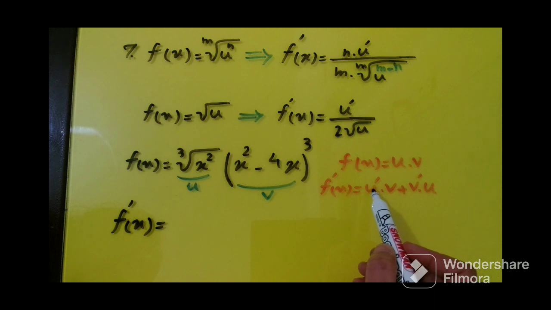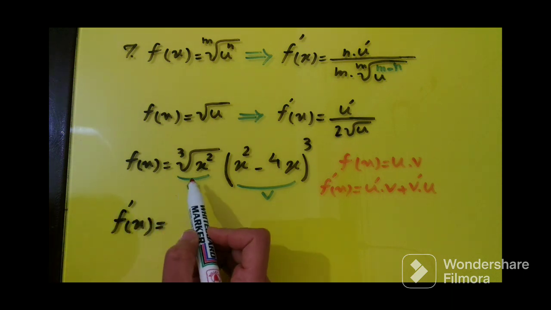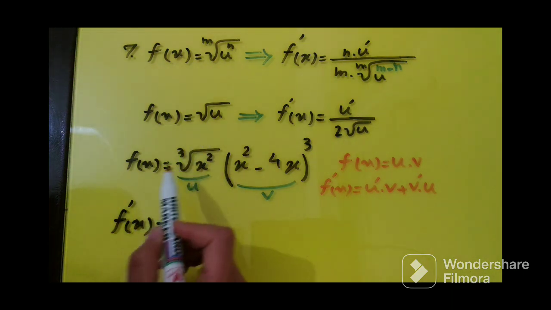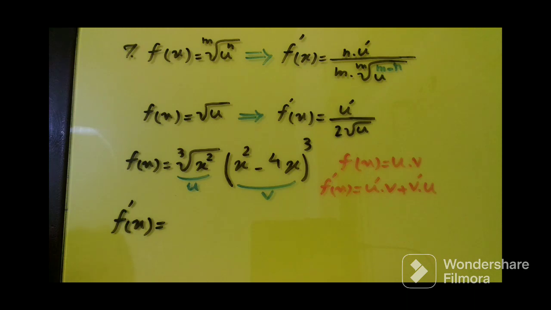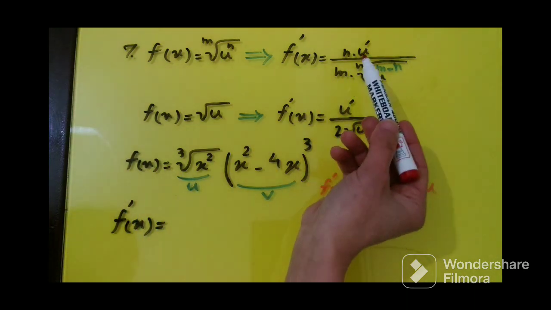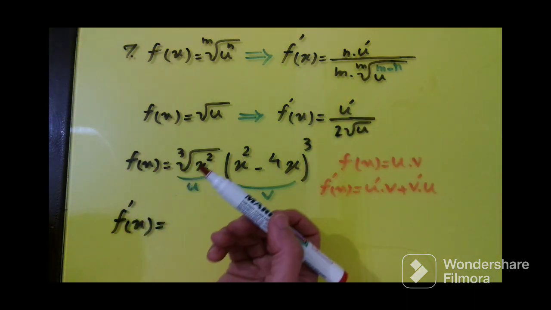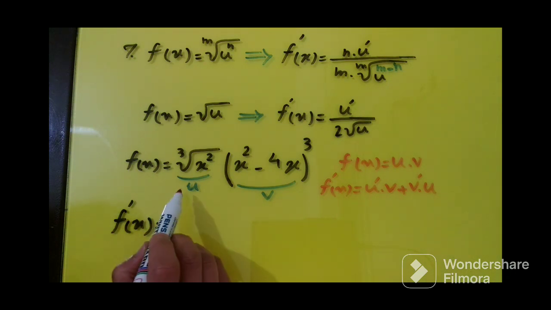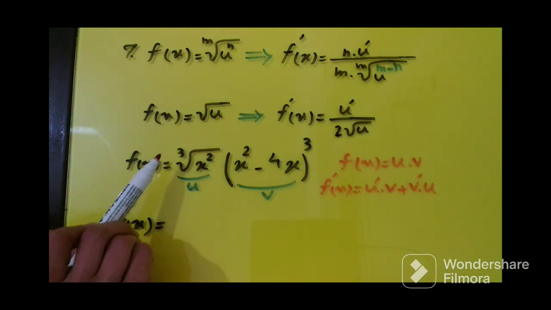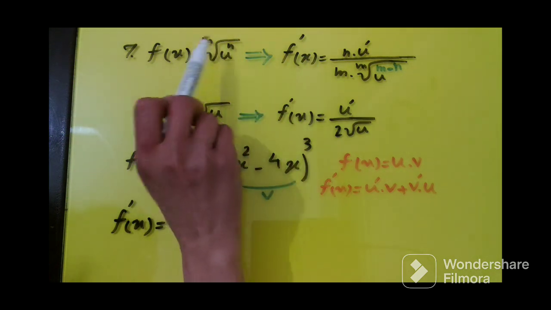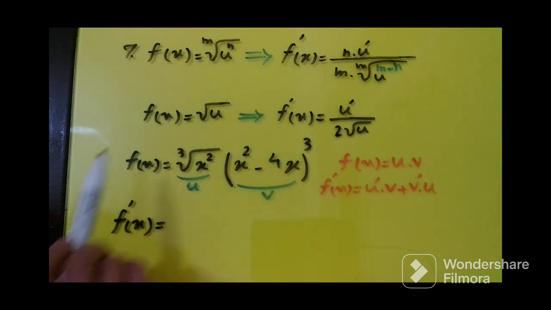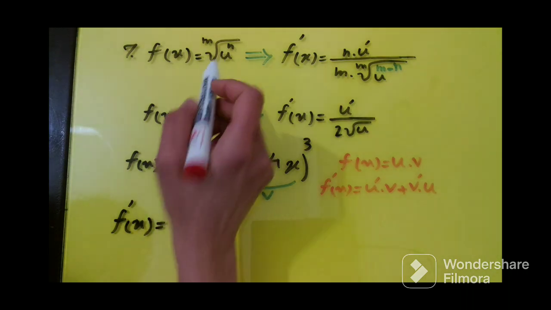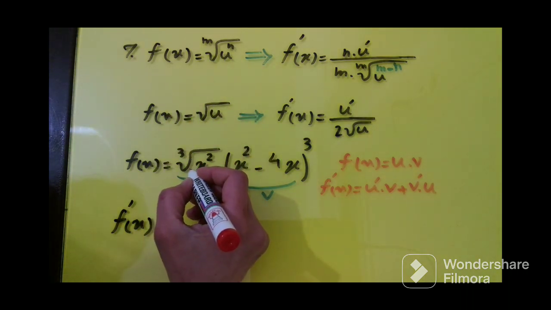First of all, you should get the derivative of u. As you see, u is a radical function. So, according to this formula, you should get the derivative of u. So, m is 3, n is 2, and u is x.